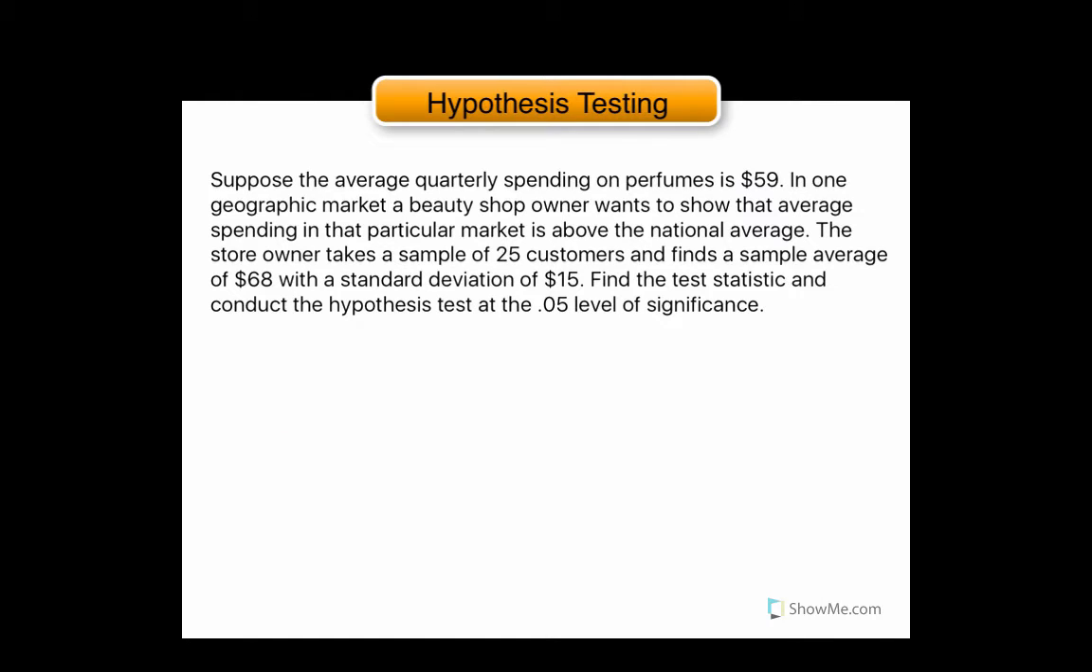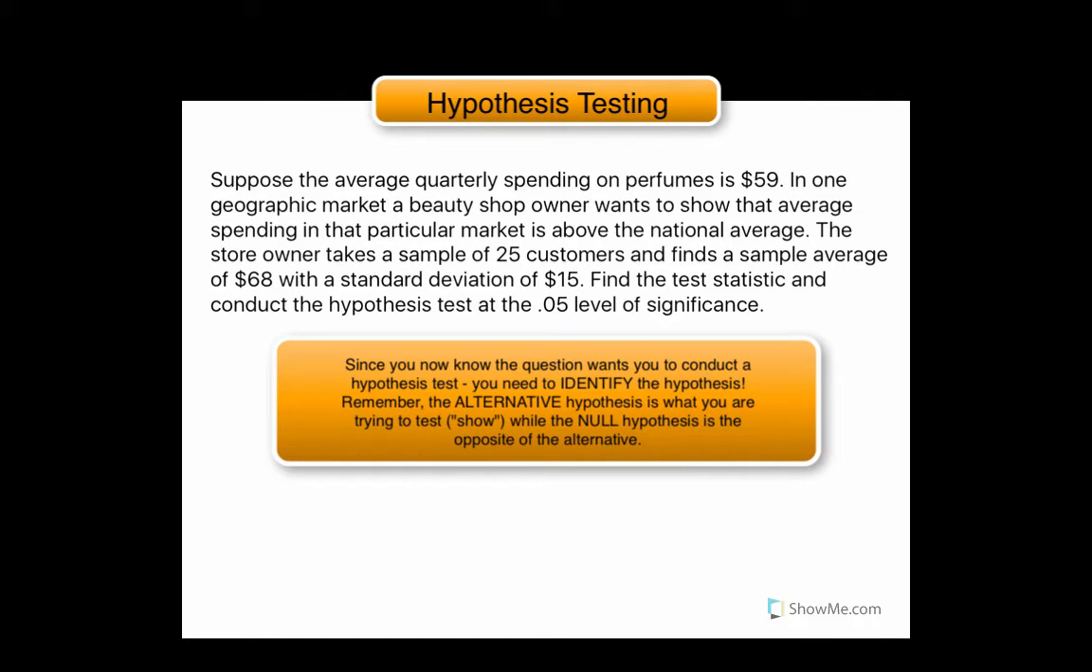So usually, the first step when you're doing a hypothesis test is to identify the hypotheses, the null and alternative. So, in this example, I like to think of it as the alternative hypothesis is what you're trying to show typically. So this owner wants to show that their average is above the national average.